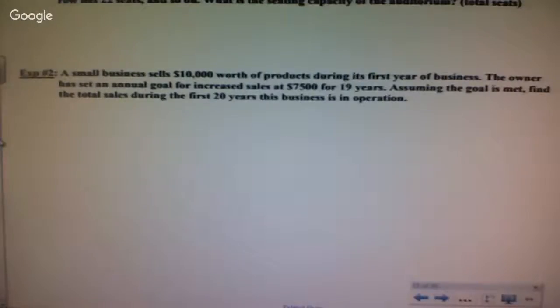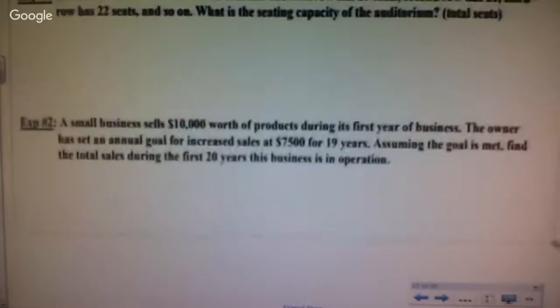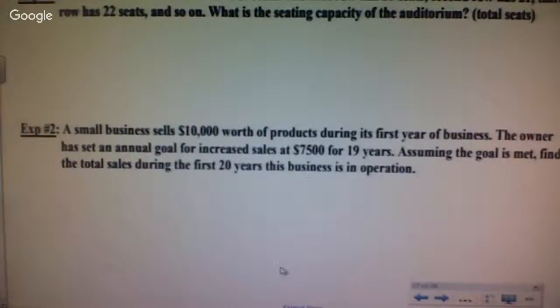Okay. These last ones. Word problems. An auditorium has 20 total rows of seats. The first row has 20 seats. The second row has 21. The third row has 22, and so on. So that means we go 20, 21, 22. What is the seating capacity of the auditorium? So they want the total amount of seats. So we need to use our sum formula.